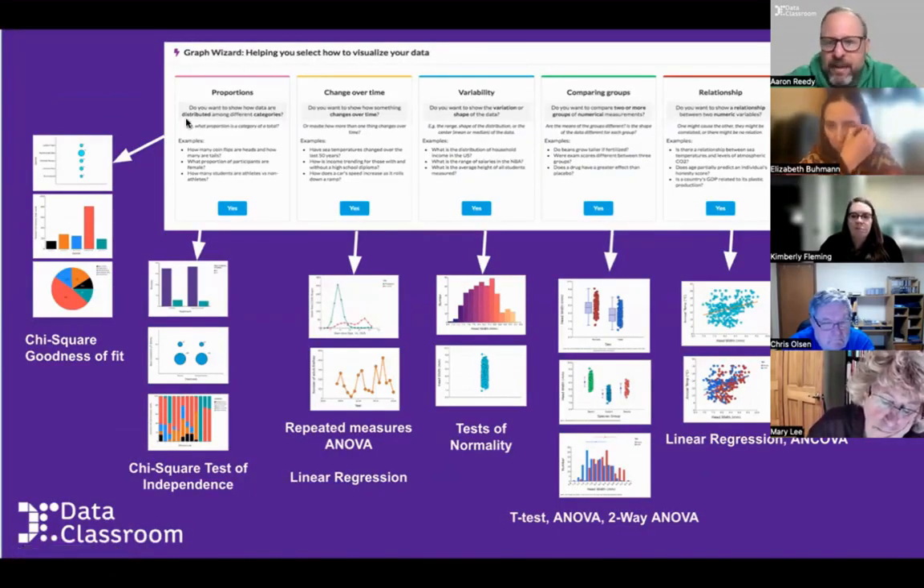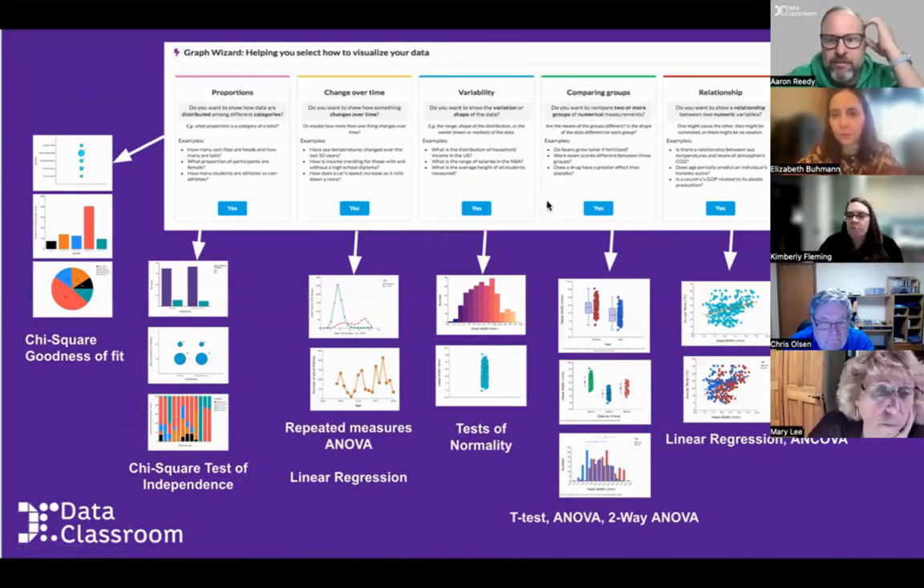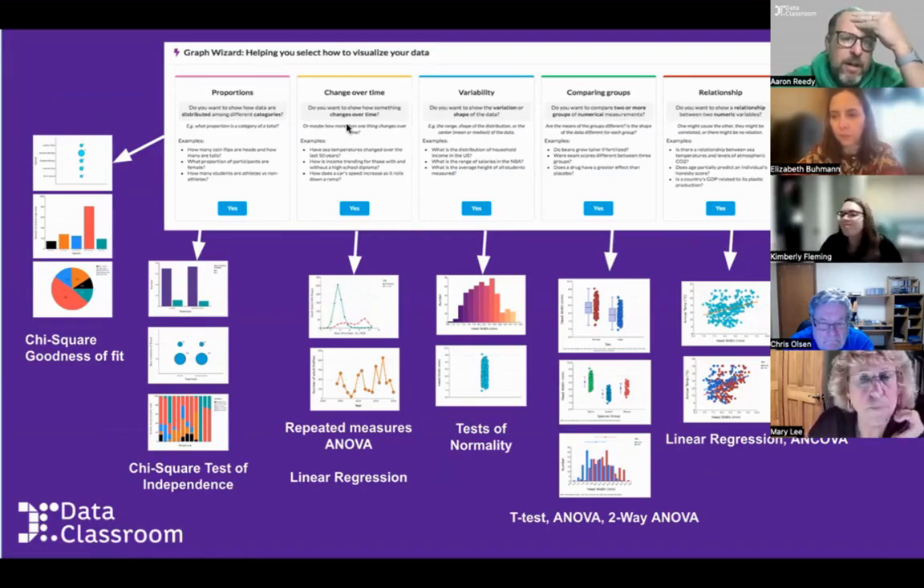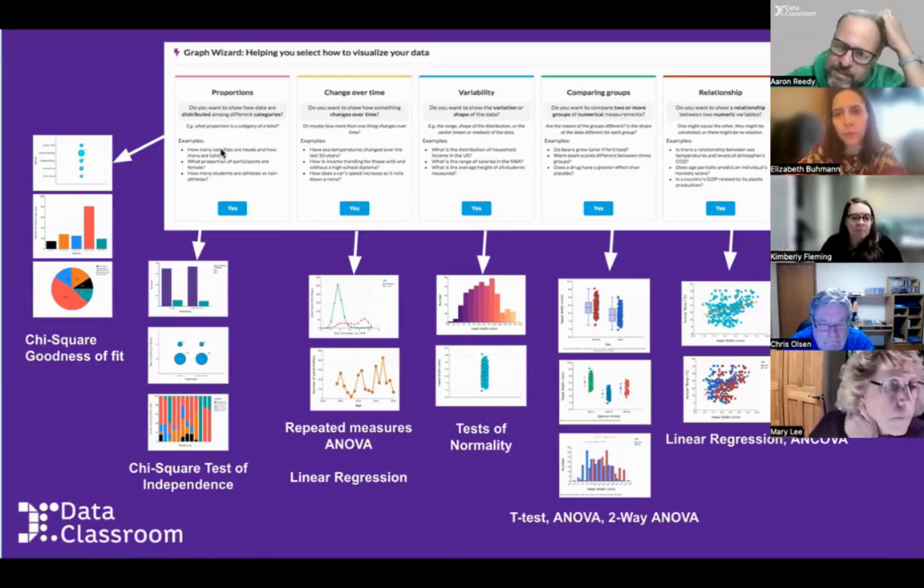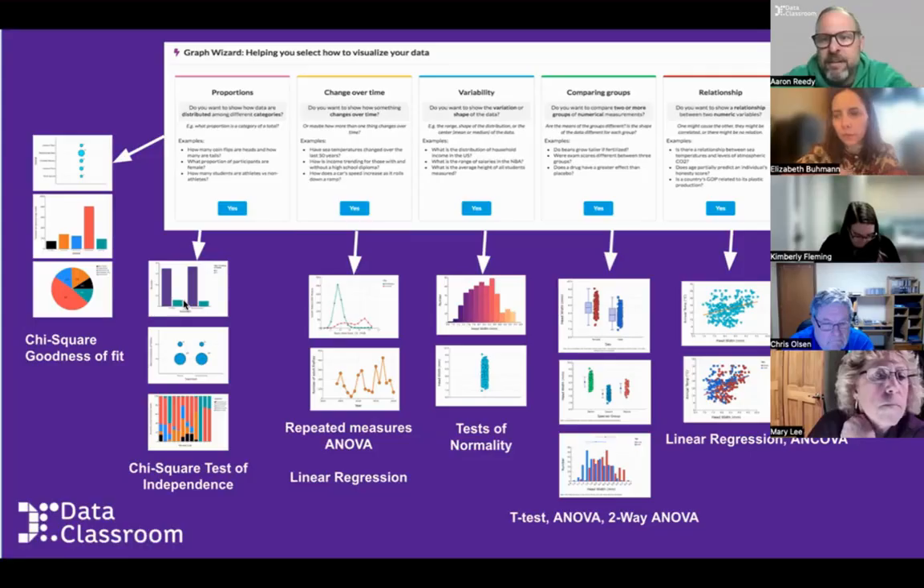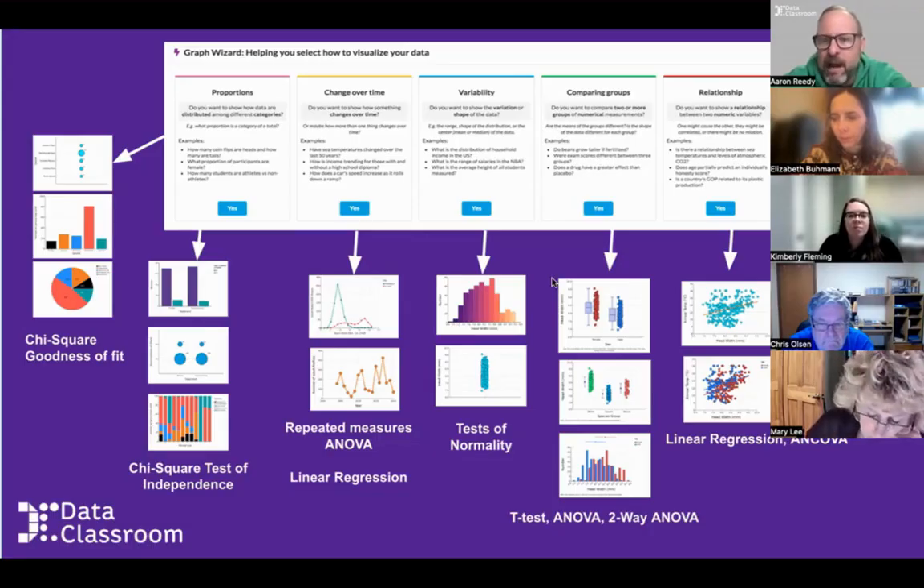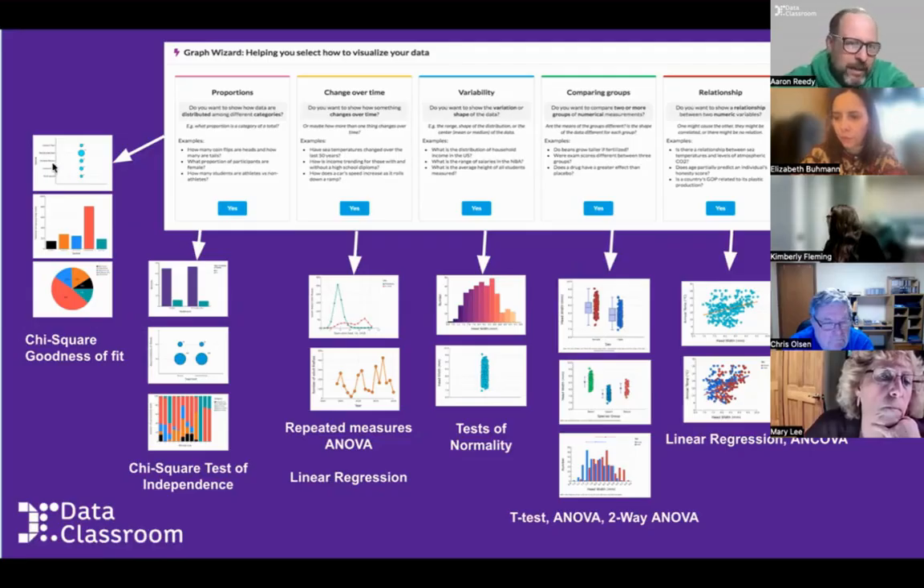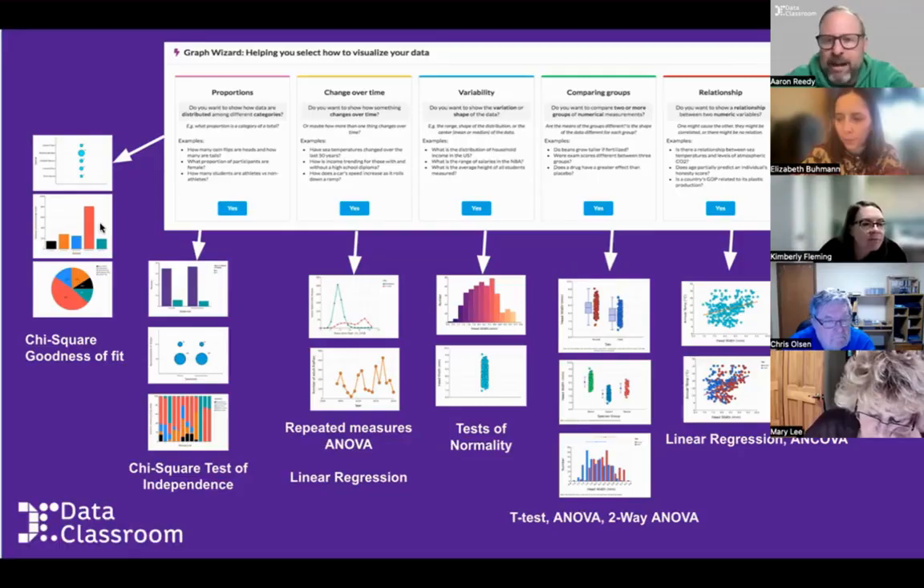that's what we have pictured in that white box that we've taken from Data Classroom's Graph Wizard. And you can see how those questions lead to different graphs, and those graphs have different subsets of statistical tests that will go with those kinds of graphs. And if we're looking at the very far left, we're looking at those pie charts or we're looking at those bar graphs.